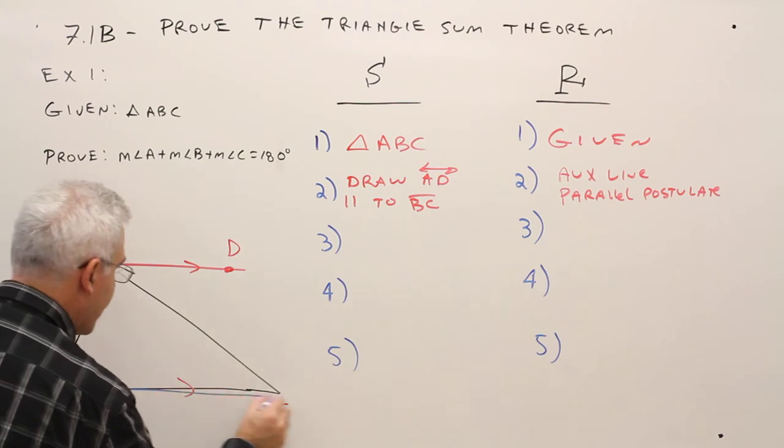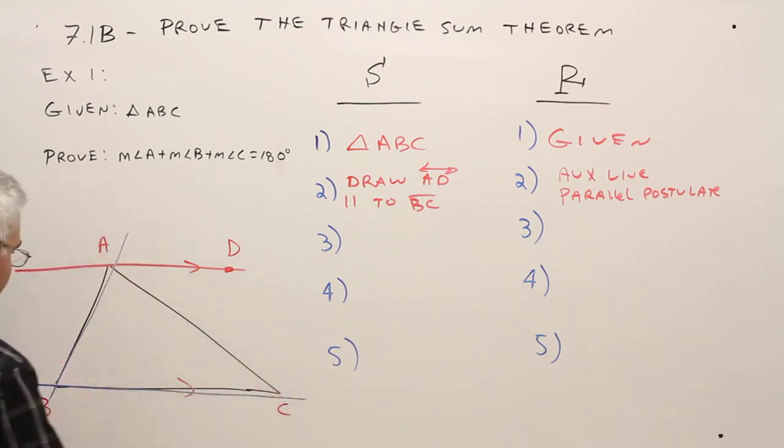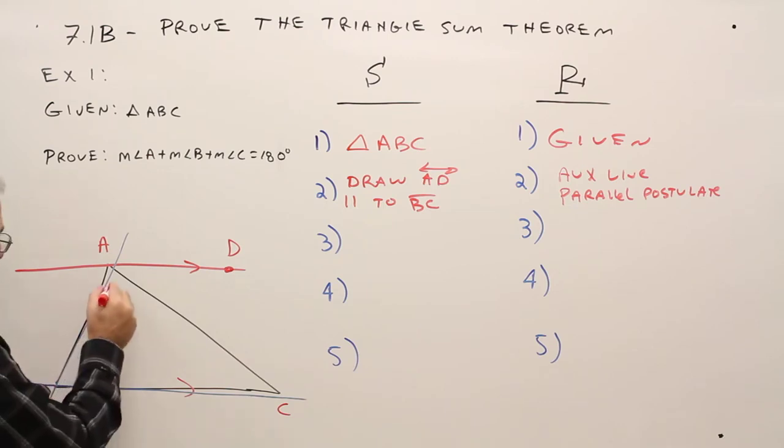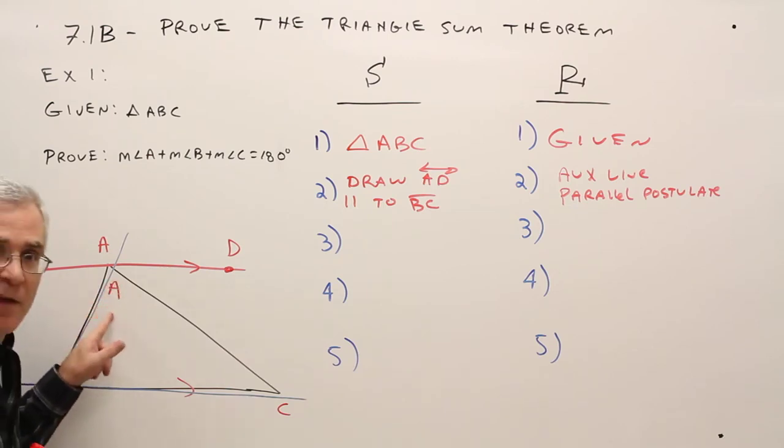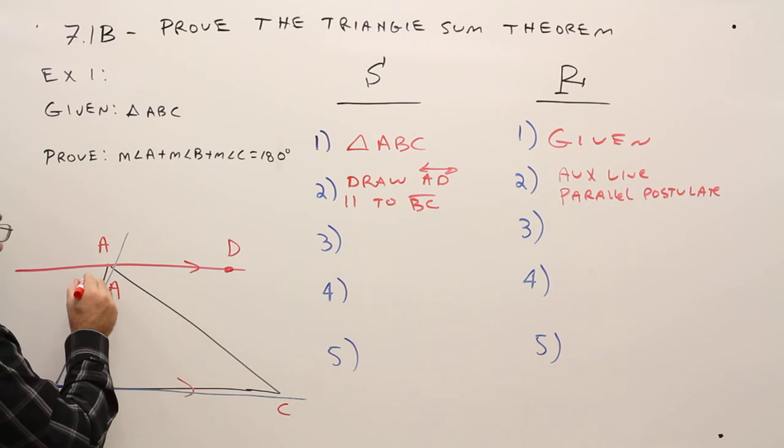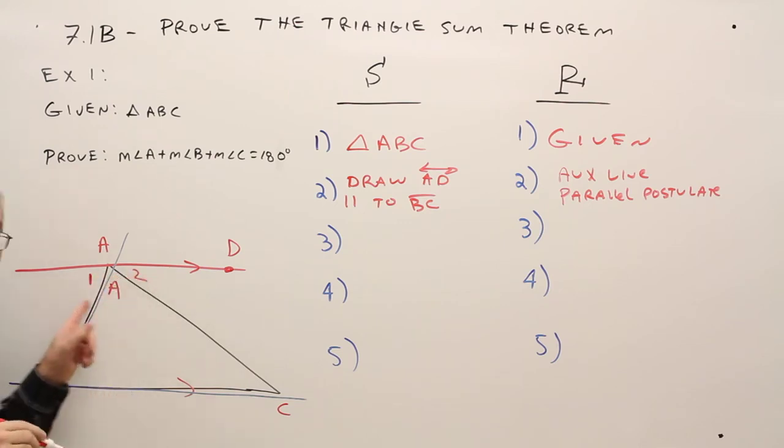I do like to extend these lines. I could call this a transversal. Let's do some additional labeling. Just to emphasize, angle A is on the inside. And let's add an angle 1 and an angle 2 there on our drawings. It'll just make it easier.